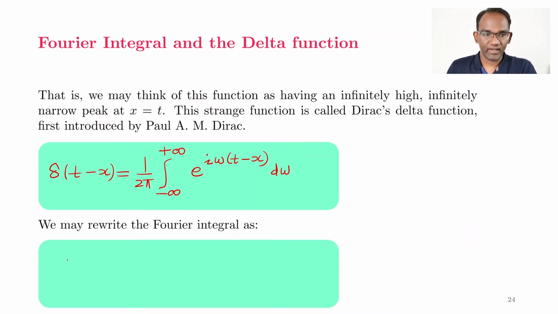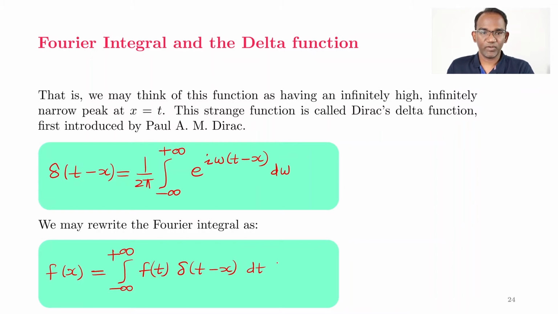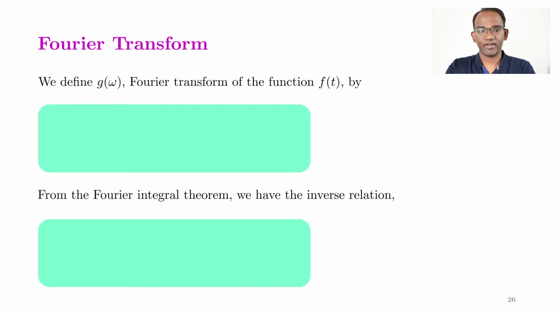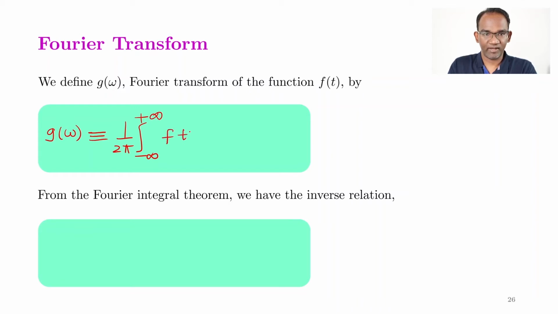We may write the Fourier integral in terms of the delta function as f(x) equal to integral minus infinity to plus infinity f(t) delta(t minus x) dt. So this is the Fourier integral expressed in terms of the delta function. We move on to the formalism of the Fourier transform. We define g(omega), the Fourier transform of the function f(t), by 1 over 2 pi integral minus infinity to plus infinity f(t) e raised to i omega t dt.